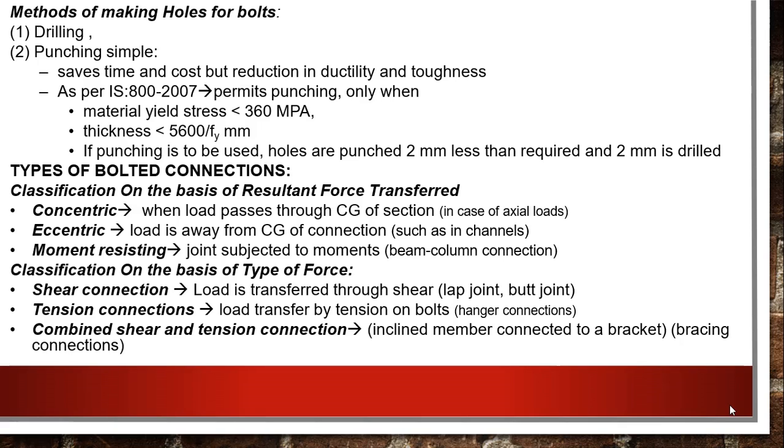If punching is to be used, holes are punched 2 mm less than required and then 2 mm is drilled. Okay. So basically this is the concept behind the methods of making holes for bolts as per IS 800-2007. Now there are types of bolted connections.